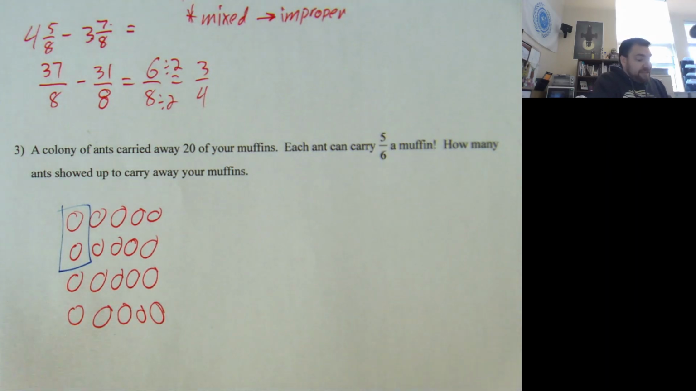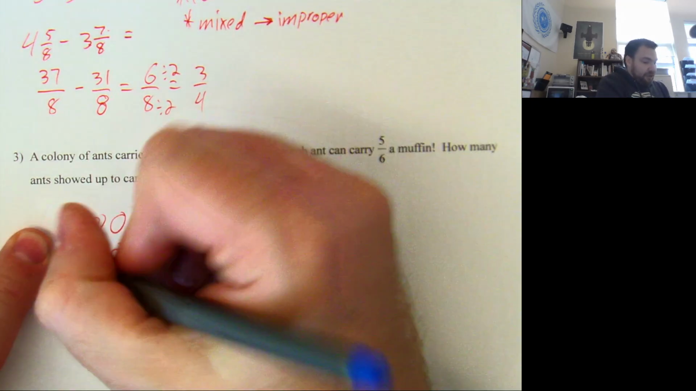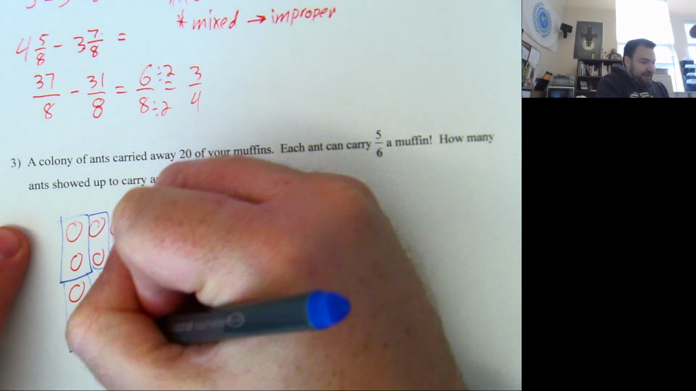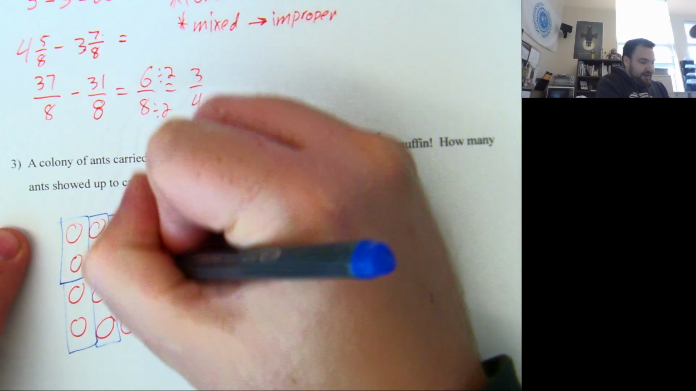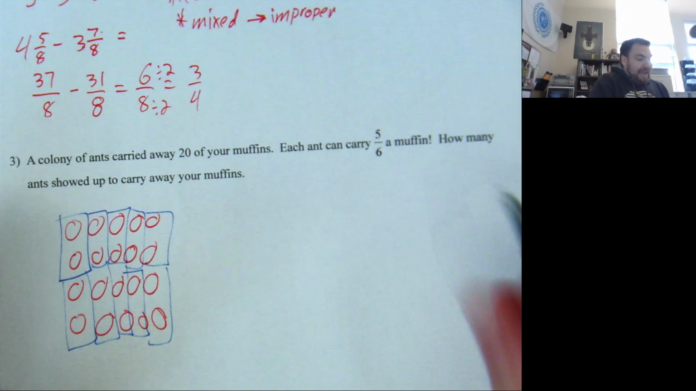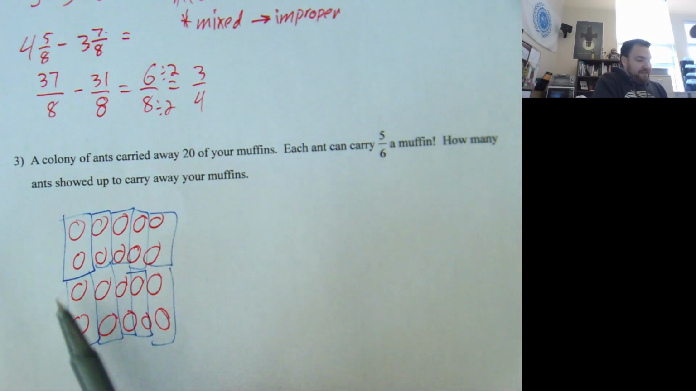Take a look at this. This ant, there's 2 carried by 1 ant. 2 more carried by another ant. 2 more carried by another ant. 2 more carried by another ant. And on. And on. How many ants? 1, 2, 3, 4, 5, 6, 7, 8, 9, 10.